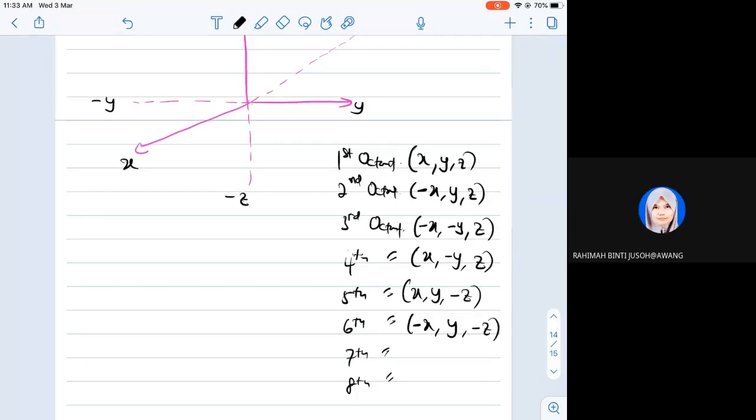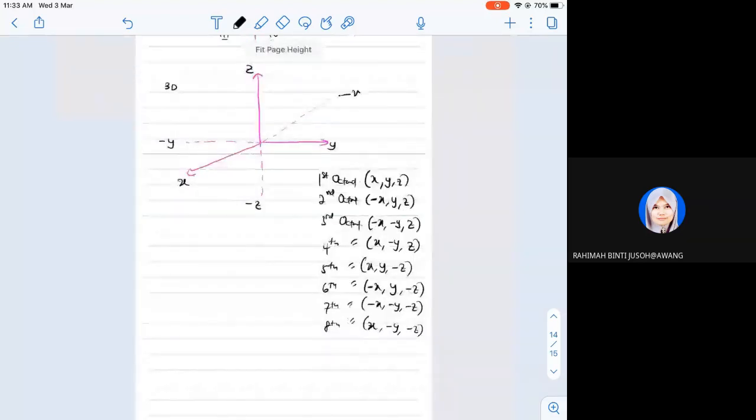Semua negatif. Semua negatif. Okay, very good. Negative X, negative Y, negative Z. How about 8 octant? X positif. Okay, well done. Very good. X positive. Okay, how about Y? Negatif. Y negatif sebab dia sebelah kiri, and then Z? Negatif. Negative. Okay, well done. Very good. Okay, my clever students. Okay, good.